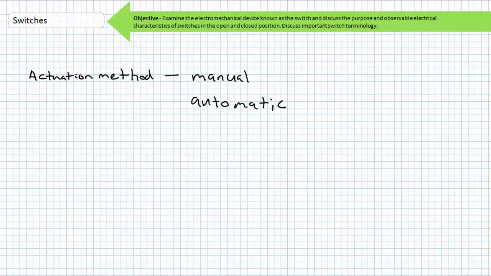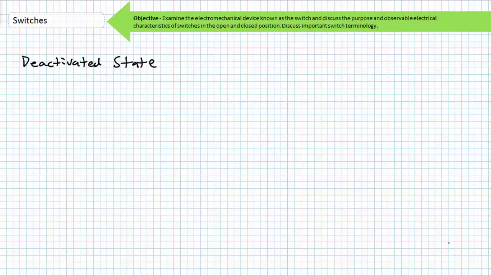An automatic switch might be a limit switch, something I'll show you in a little bit, a temperature switch, or a pressure switch, or any switch that doesn't require the presence of human hands or feet to hit. Such automated devices allow continuous function without constant human input or attention. Deactivated state is the most important of switch characteristics and governs how switches function when deployed in a circuit.